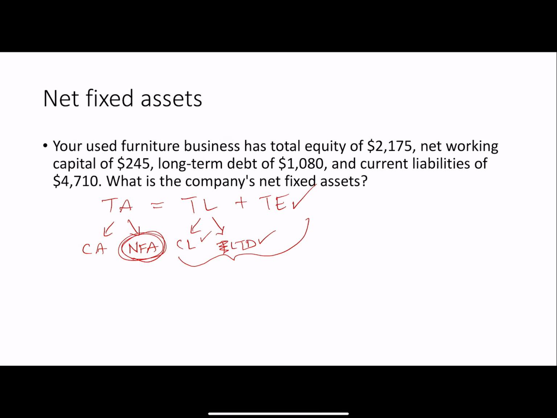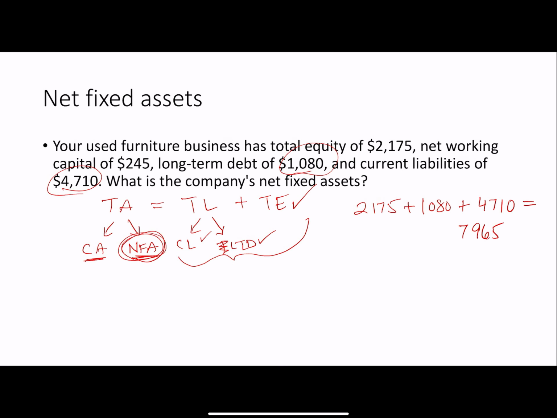So we have this total equity. We'll go ahead and jot it down here, $2,175, plus this long-term debt of $1,080, plus the current liabilities of 4,710. That gives us 7,965. That represents the total liabilities plus total equity, or in other words, total assets. So all that we need now is current assets. If we can figure out current assets, then we can figure out net fixed assets because now we know total assets.